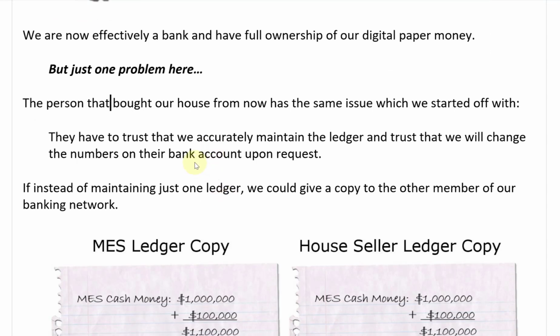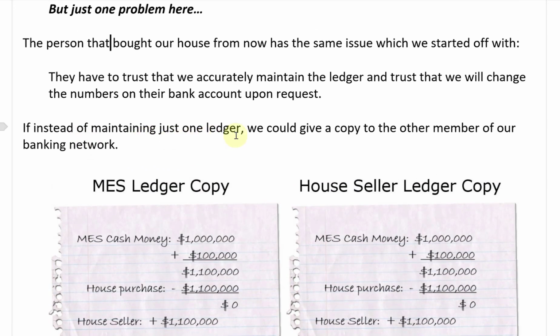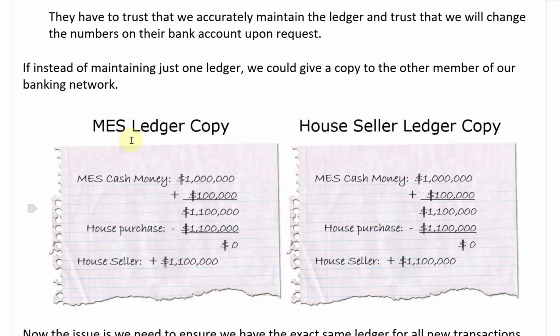Yeah, so instead of that, let's give the copy to him. So instead of maintaining just one ledger, we could give a copy to the other member of our banking network. So here's MES ledger copy, and here's the house ledger copy.